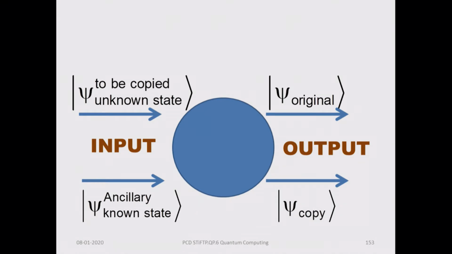So, now the system is described by a state vector in the Hilbert space. There is a physical state which is a certain state to be copied. It will be copied onto an ancillary known state, and you will get the original state from this quantum copier and a copy of the same, which is made from the ancillary material. So, this is the model that we are discussing now.